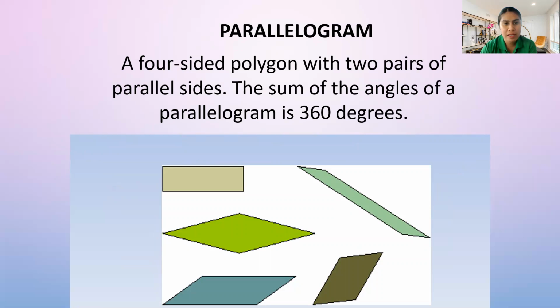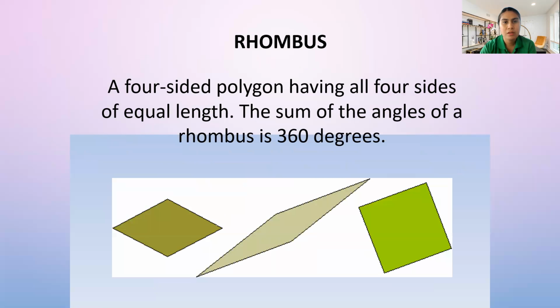Parallelogram, a four-sided polygon with two pairs of parallel sides. The sum of the angles of a parallelogram is 360 degrees. Rhombus, a four-sided polygon having all four sides of equal length. The sum of the angles of a rhombus is 360 degrees.